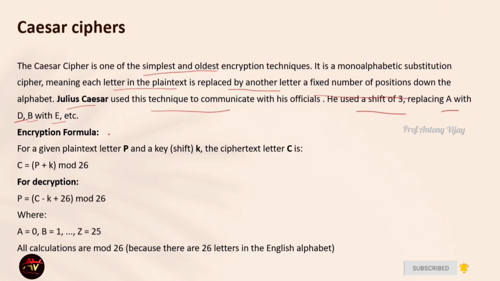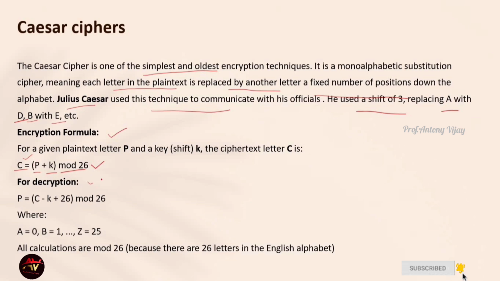Let's see the encryption formula for Caesar cipher. The formula is C = (P + K) mod 26, where C is the cipher text, P is the plain text, and K is the key. When we apply the key to the plain text with the help of modulo 26, because we are dealing with the alphabet, totally 26 letters, we get the cipher text. This is the encryption formula.